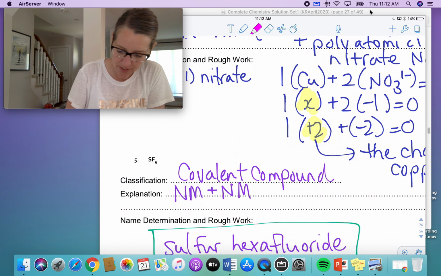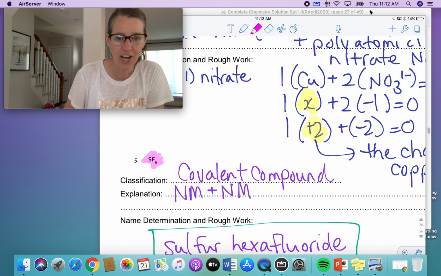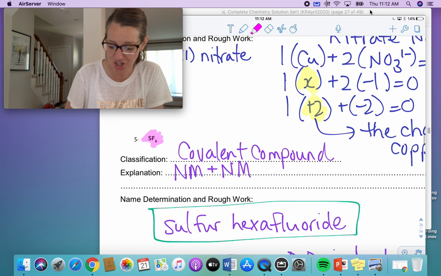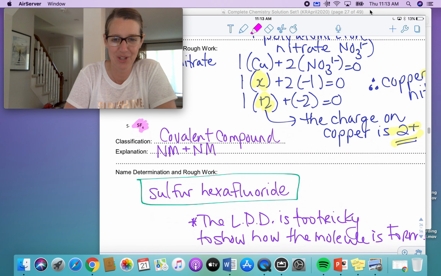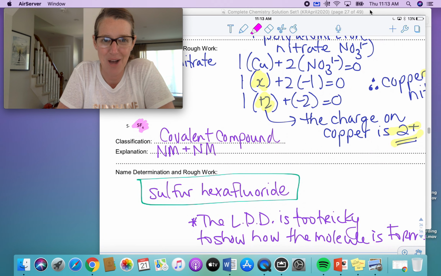Last one, sulfur and fluorine, those are both nonmetals, so now I just use my prefixes to tell me how many of each, and that one is sulfur hexafluoride. Should I do the Lewis dot structure for that one? No, it's way too complex for us.